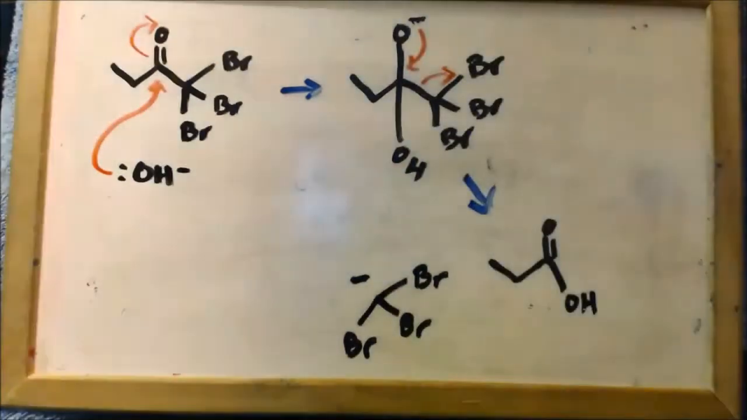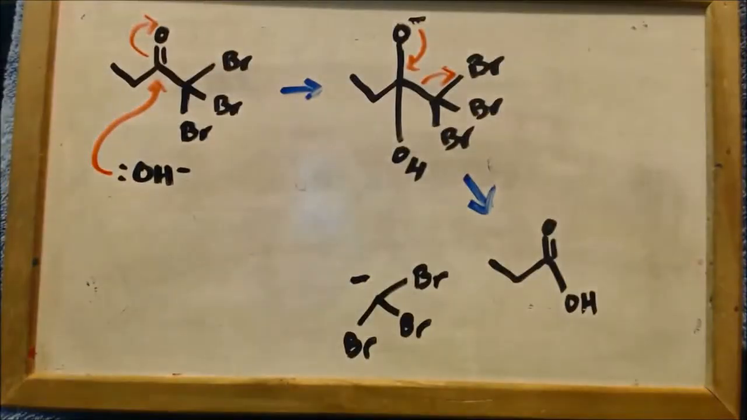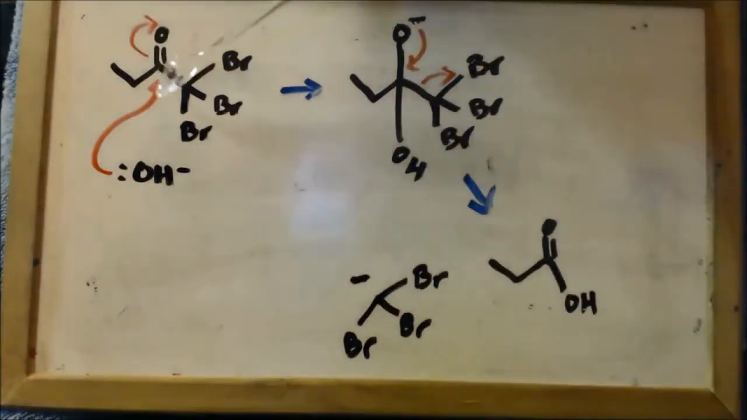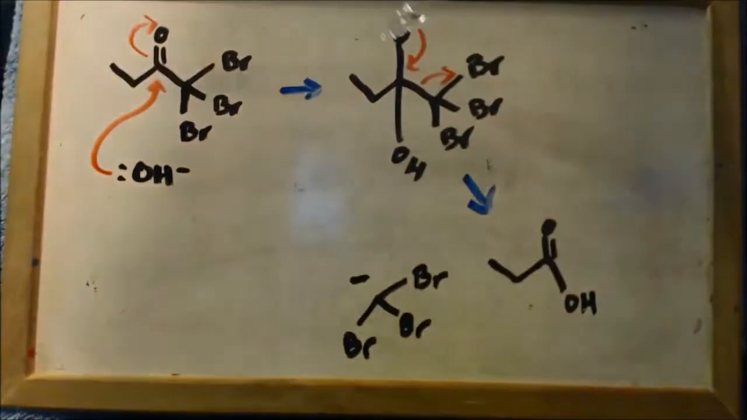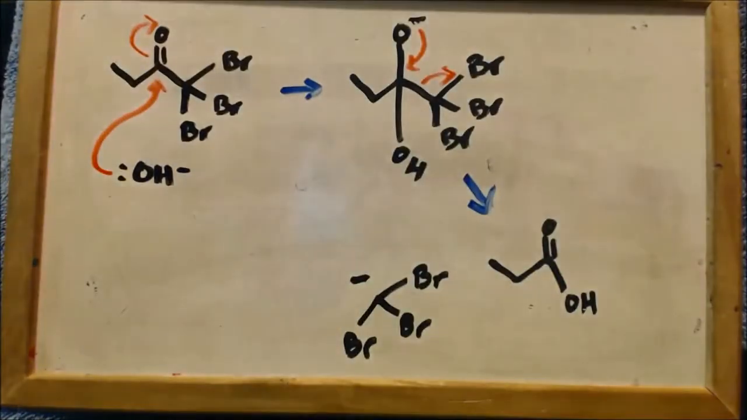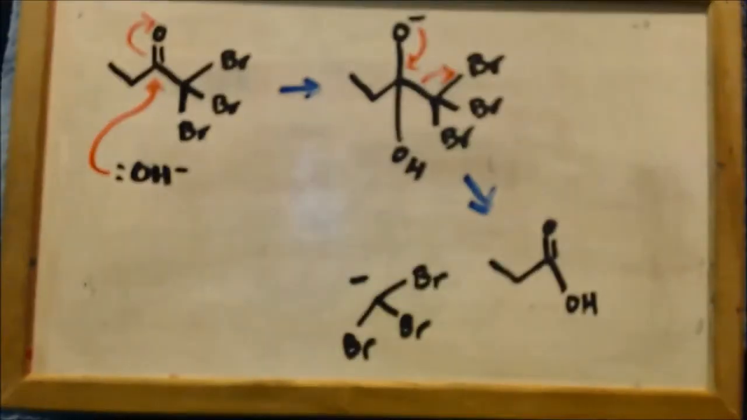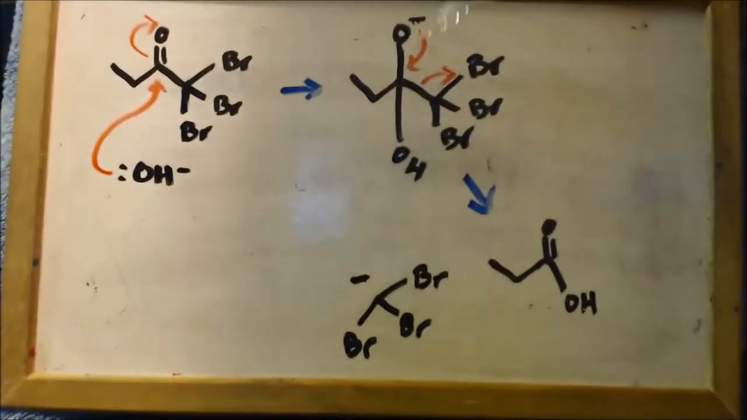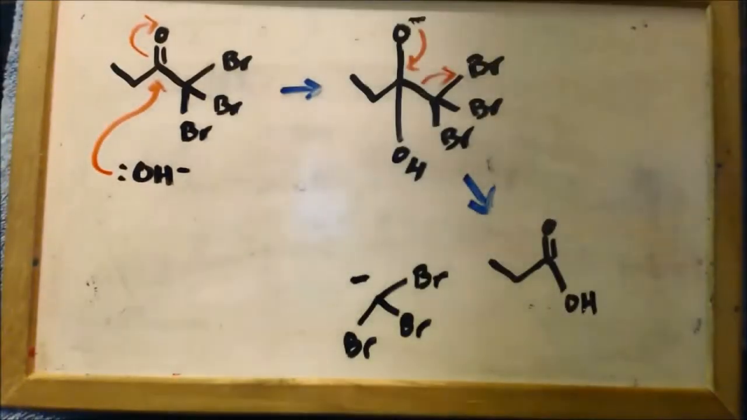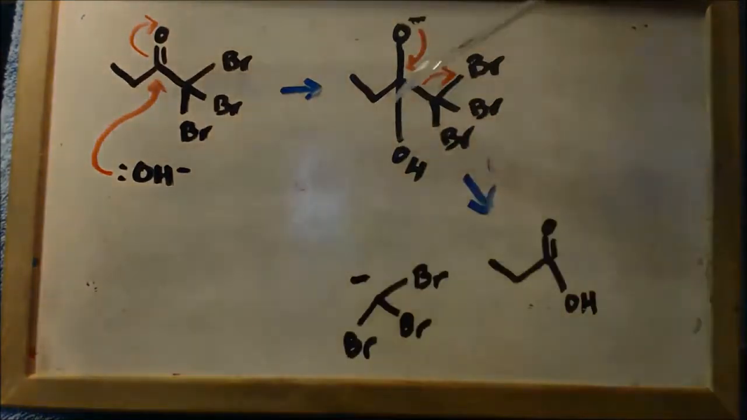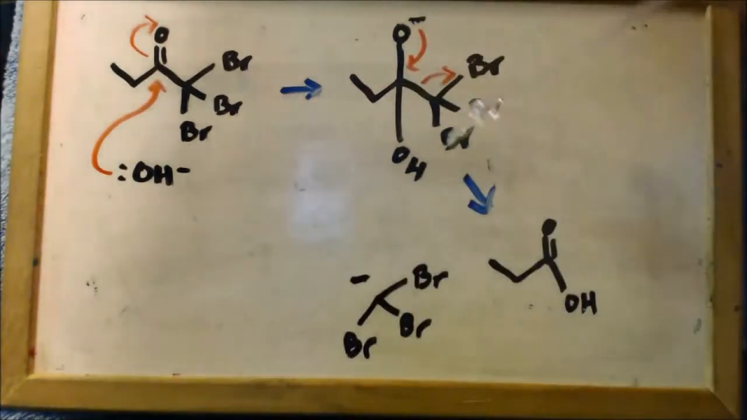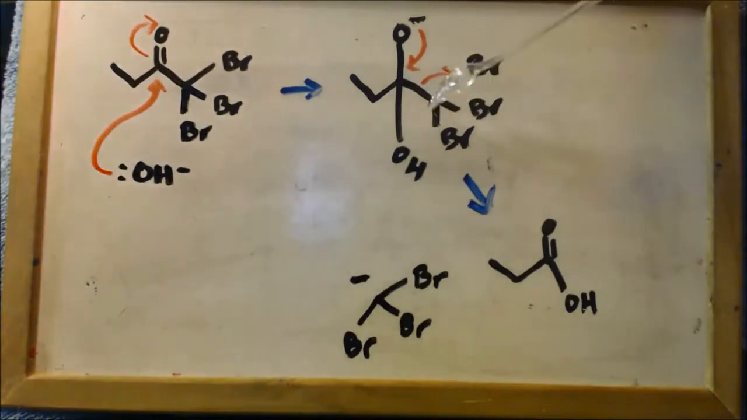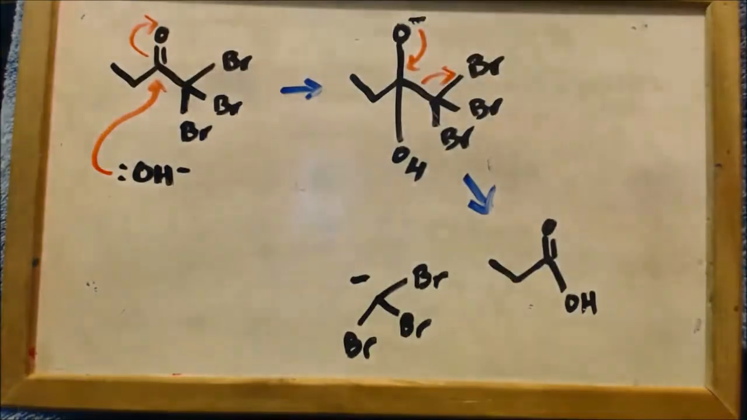So it comes in and it does an acyl transfer, basically. Attacks the carbonyl carbon, ends up with a tetrahedral intermediate. The tetrahedral intermediate wants to collapse and reform the double bond for the carbonyl, right? Now you have 2 choices. Either the OH is going to leave as a negative, or these 3 bromines and the carbon is going to leave as a negative. Which one is more stable?